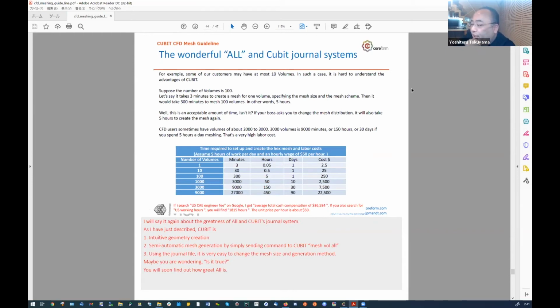I will say it again about the greatness of mesh volume all and the Cubit journal system. As I have just described, Cubit offers one, intuitive geometry creation, two, semi-automatic mesh generation by simply sending the command mesh volume all to Cubit, and three, using the journal file, it is very easy to change the mesh size and generation method. Maybe you are wondering, is it true? You will soon find out how great it is.